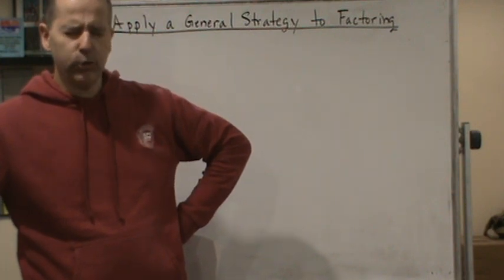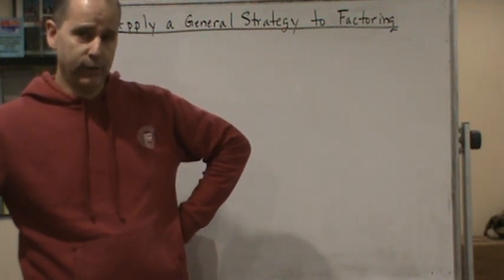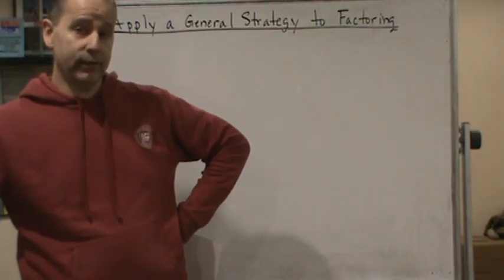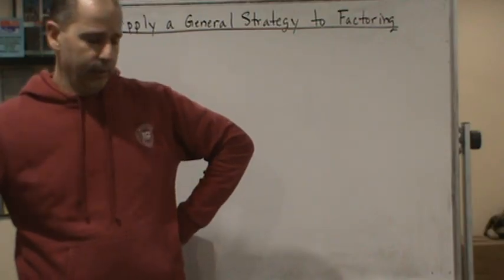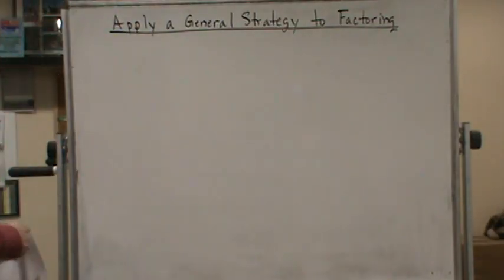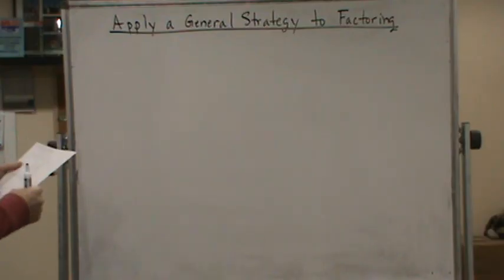First step, always when you're factoring, look for a greatest common factor that you can immediately factor out, and then look for other things that we've talked about that maybe fit a different form. Okay, so let's do some examples of this strategy. So here's one.